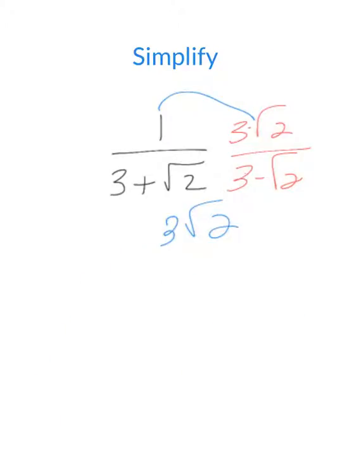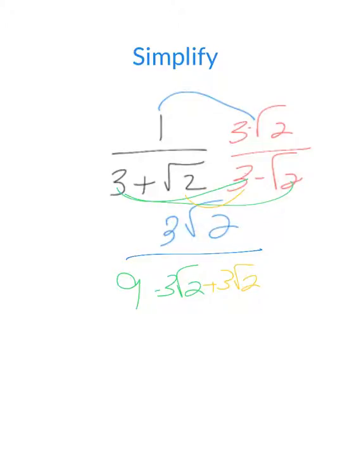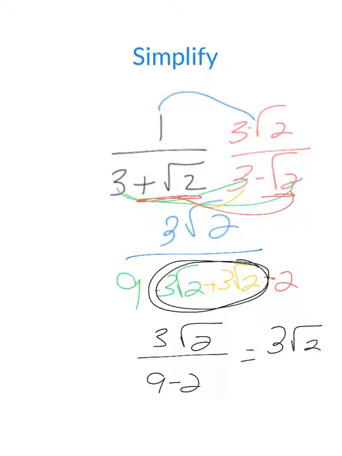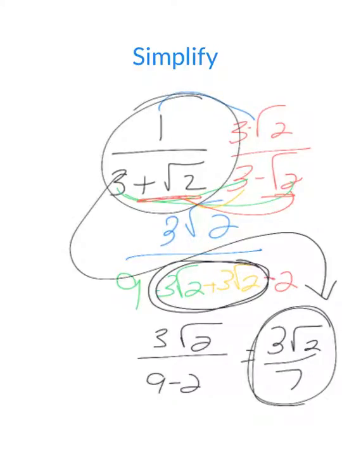Now our denominator, when we do our distributive property, 3 times 3 is 9. Then I get 3 times negative root 2, which is negative 3 root 2. Now on the inside, I get 3 times positive root 2, which is positive 3 root 2. And our final thing is positive root 2 times negative root 2. So that's a negative number, and root 2 times root 2 is just 2. And the good thing to realize here is that minus 3 root 2 and plus 3 root 2 cancel out. So on the bottom, we're just left with 7. So we've successfully rewritten this number without a radical on the bottom.